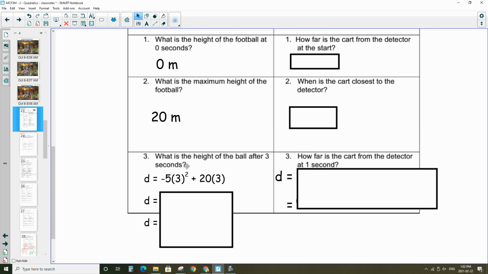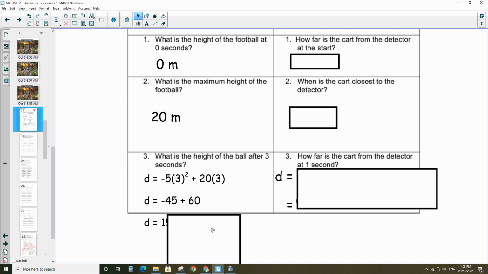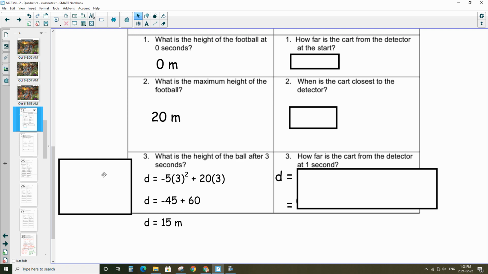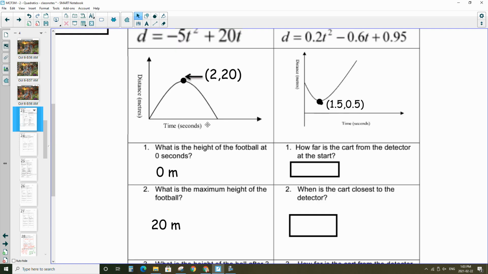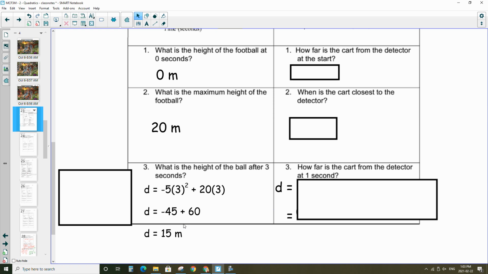Okay, so there's my equation. I replace my t with the 3's. I'm going to square the 3 first. 3 times 3 is 9, times -5 is -45, and 20 times 3 is 60. And then just add those together. That gives us 15 meters. So after 3 seconds, the ball must be at 15 meters, which looks like it would match our graph because after 2 seconds, it's at 20 meters. Okay, so that's the first column.